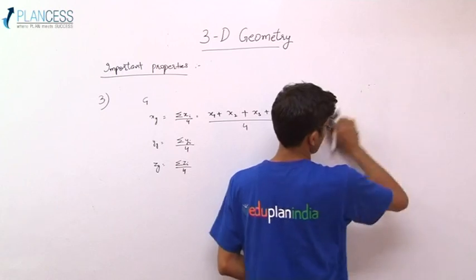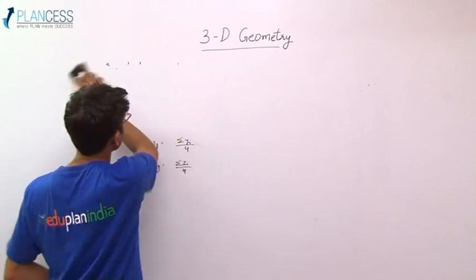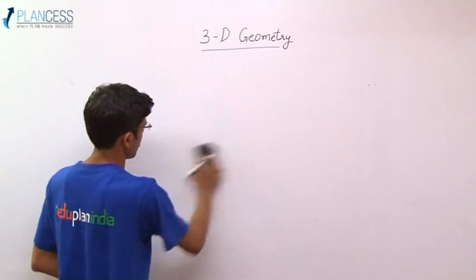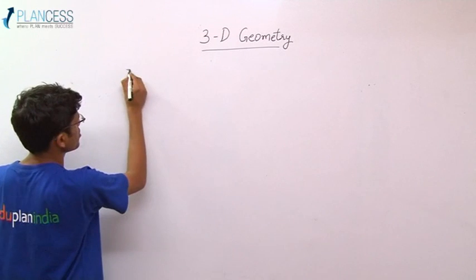Okay, so these were some of the most important properties. Now let's move on to another topic. This is about shifting of origin.